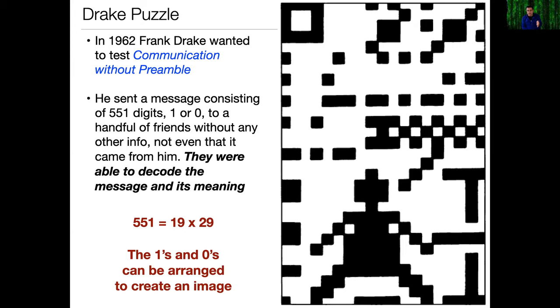If you look at 551, you realize it's one of these special numbers. It can only be factored into two prime numbers, 19, which is prime, and 29, which is prime. And if you were to arrange all of those ones and zeros into a grid, it creates the image that you see here on the right.